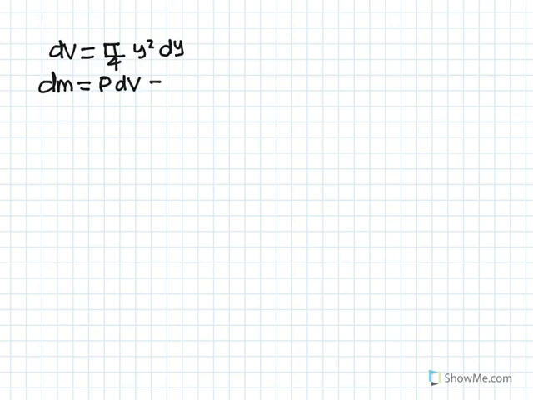All right, so we have dV equals pi over 4 y squared dy, the volume of one of these disks, the volume of a thin disk of water. Now let's find dm, the change in mass, the mass of one of these cylindrical disks of water. This is going to be density times differential volume. So we get pi over 4 times y squared times the density of water, which is 1,000 kilograms per meter cubed, times dy. This is the mass of a thin slice of water.